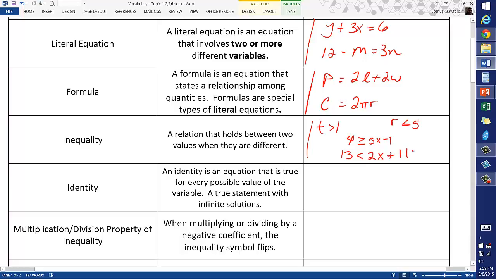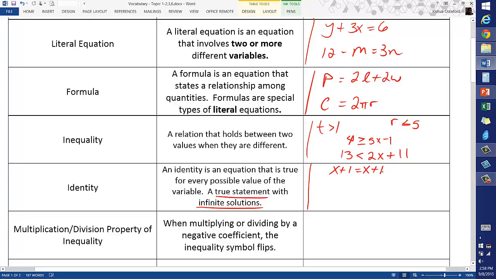Now, an identity. An identity is an equation that is true for every possible value of the variable. A true statement with infinite solutions. Keyword: true statement, infinite solutions. All right? So, here are some examples. We can have x plus 1 equals x plus 1. That is an identity. Both sides are the same thing, so you have infinite solutions. We could have 2x equals 2x. Both sides are the same, so we have infinite solutions. One more, you could also somehow end up with 4 equals 4. Both sides are the same, infinite solutions.